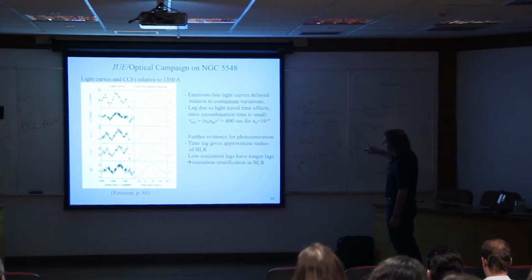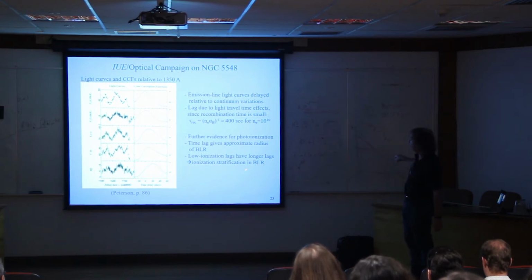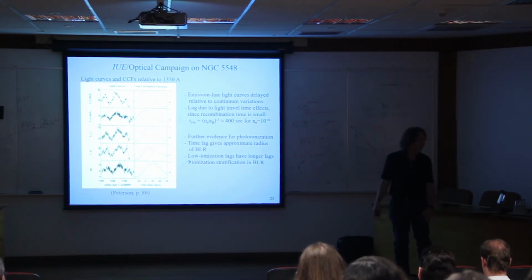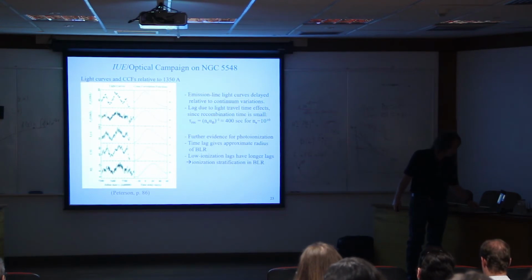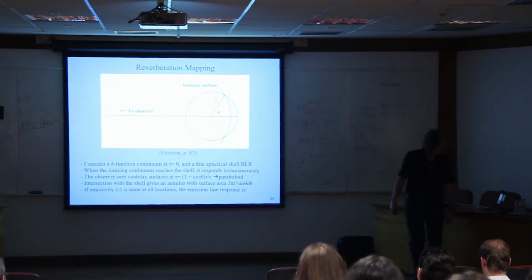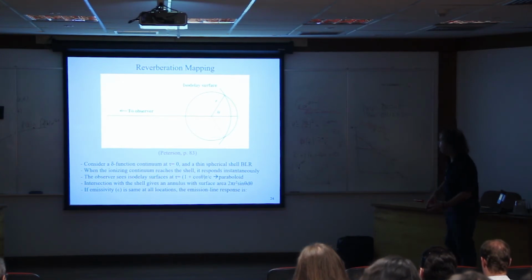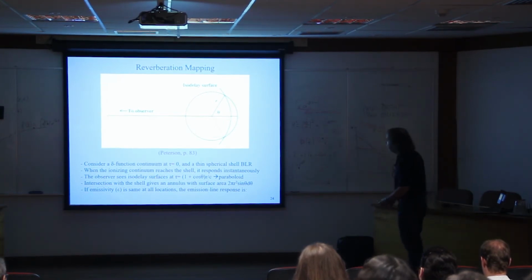Here's some lines. This is Lyman alpha, carbon IV, H beta. By the way, these are all done in the ultraviolet with a now defunct instrument called the International Ultraviolet Explorer, which was able to dedicate a lot of time. This comes from Brad Peterson's book on astrophysics, which is quite a good book if you're interested in this. And so what they do is something suggested some years ago called reverberation mapping.